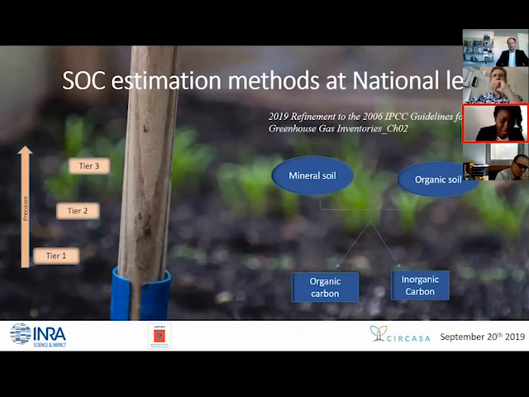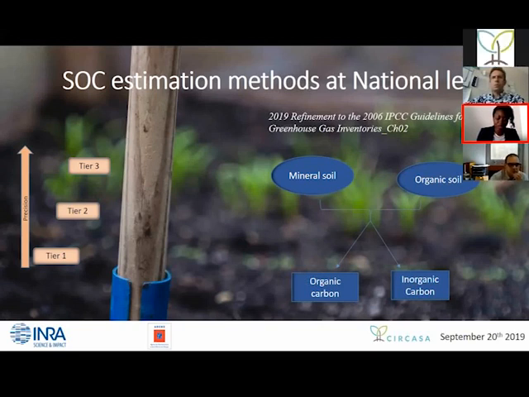At the national level, the IPCC guidelines offer a 1 to 3 order of methods for greenhouse gas inventories, Tier 1, Tier 2, and Tier 3, and the latter giving the highest precision for estimations. As a reminder, mineral soils and organic soils both contain organic carbon and inorganic carbon. And today we focus on soil organic carbon, noted as SOC, which is triple the amount of carbon in the atmosphere in the form of CO2 on a global scale.